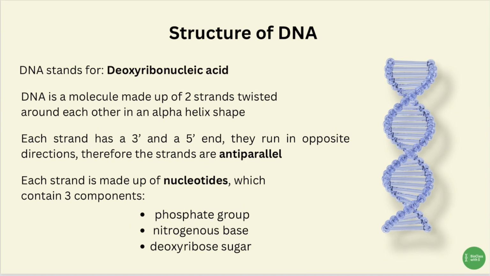Now, each of these strands has a 3' and a 5' end. They run in opposite directions and therefore are said to be antiparallel. Each strand is made up of nucleotides which contain three important components: a phosphate group, the nitrogenous base, and a deoxyribose sugar. Now, let's look at the nucleotide closely.